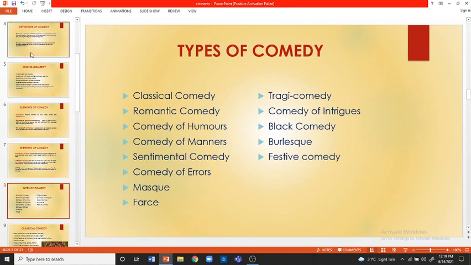all of you are looking at the different types of comedies noted on the screen. First is classical comedy, romantic comedy, comedy of humours, comedy of manners, sentimental comedy, comedy of errors, masque, farce, tragicomedy, comedy of intrigues, black comedy, burlesque, and festive comedy. These are about 13 types. Some of them are major types of comedy and some are minor types. We have to study and discuss all of these types.